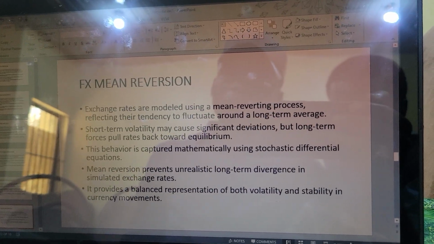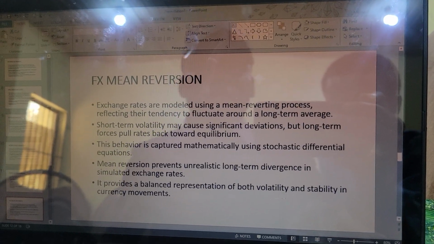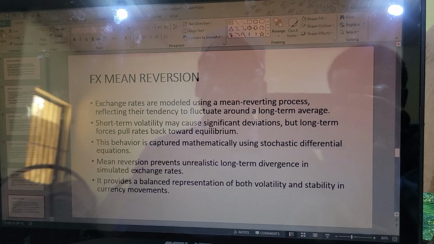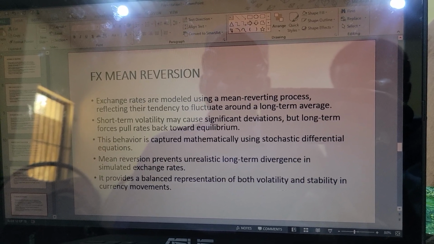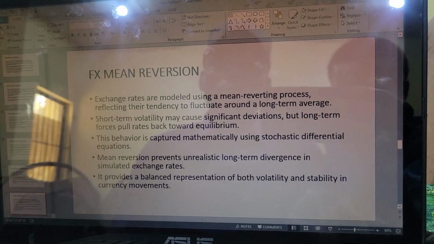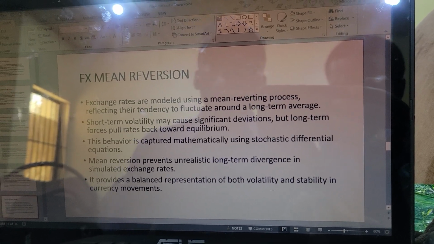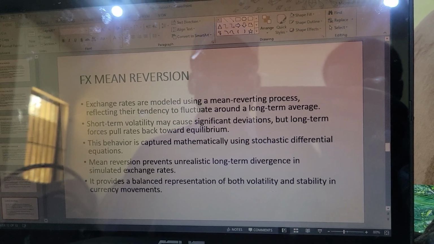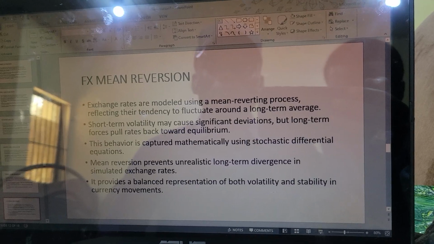The FX mean reversion. Exchange rates are modeled using a mean reverting process, reflecting their tendency to fluctuate around a long-term average. Short-term volatility may cause significant deviation, but long-term forces will pull rates back toward equilibrium. This behavior is captured mathematically using a stochastic differential equation. Mean reversion prevents unrealistic long-term divergence in simulated exchange rates.